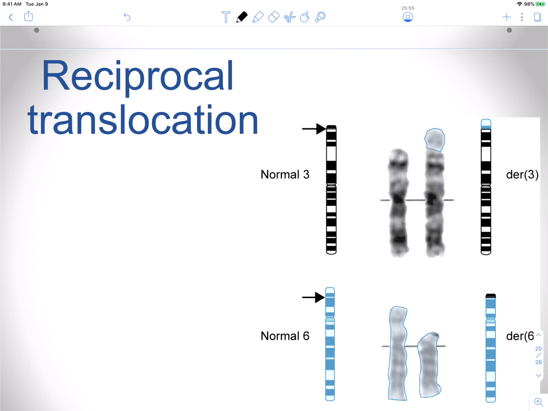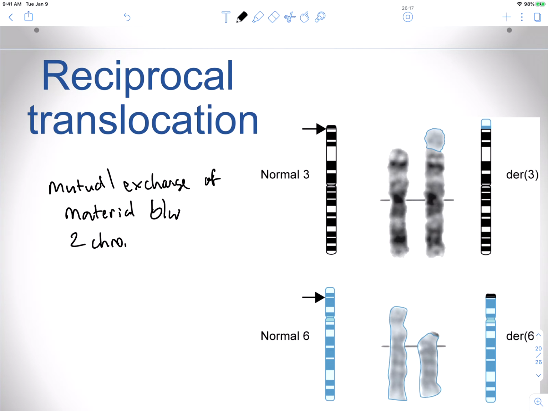With a reciprocal translocation, you're going to get a break in two different chromosomes, and the information gets mutually exchanged. So, a mutual exchange of material between two chromosomes. In this case, your carrier is usually going to be unaffected.